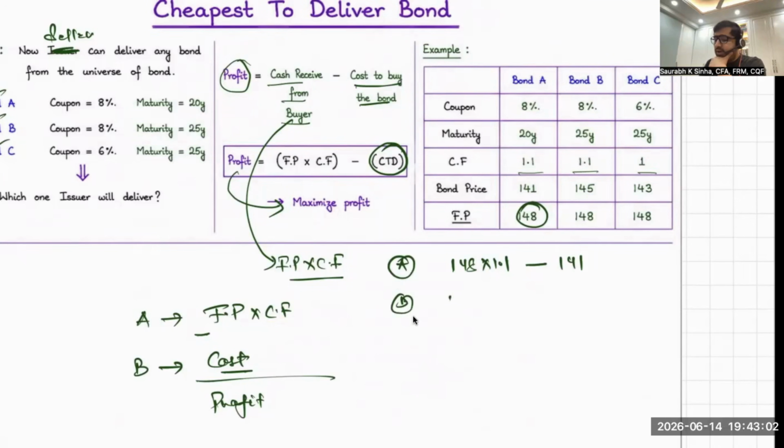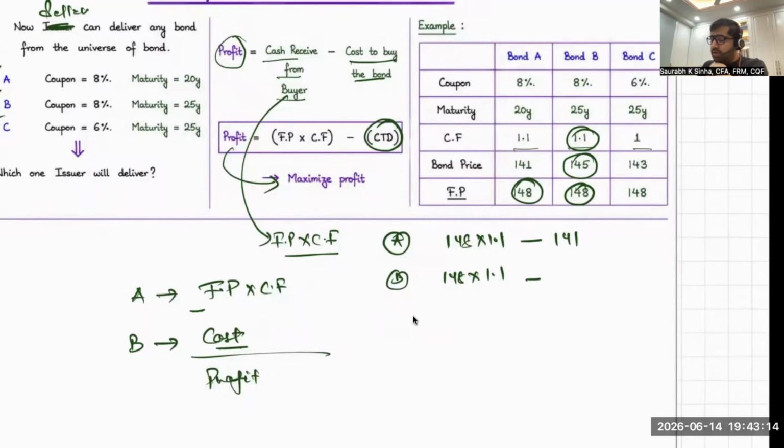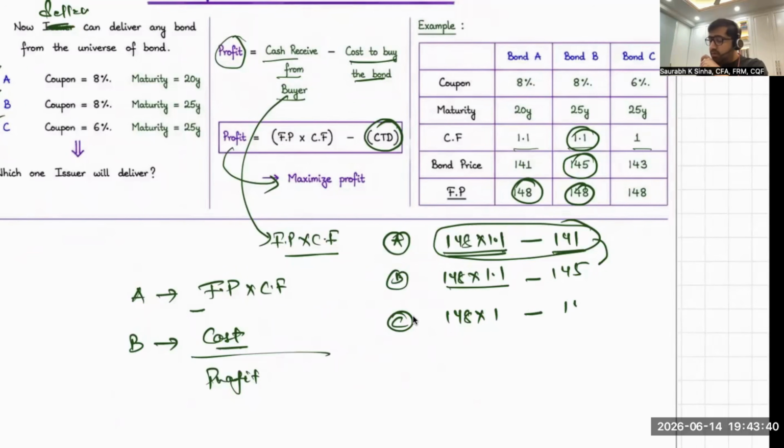For bond B, it is 148. Again, the conversion factor remains constant. I'll receive 148 into 1.1 from the future contract buyer minus the cost of the bond, that is 145. Definitely in these two, I'll go with bond A, because here what I'm receiving is constant, but the cost is lower for bond A. But let's calculate bond C to see if it wins over the profit from bond A. So 148 into 1 minus 143. So let's calculate for bond A and bond C.